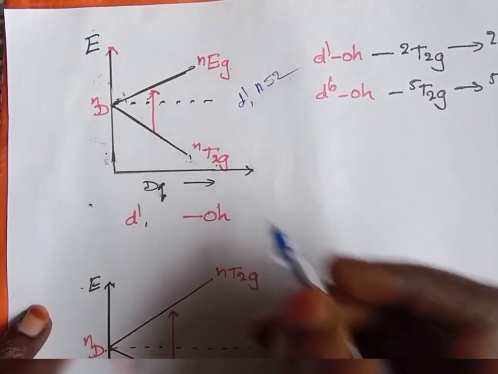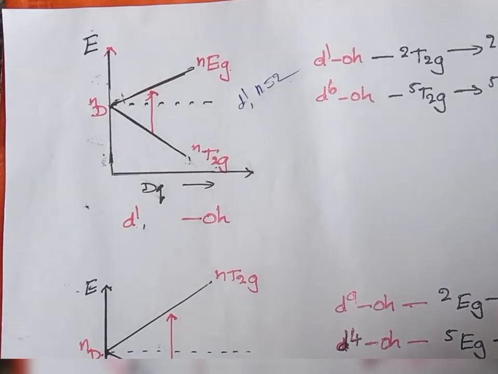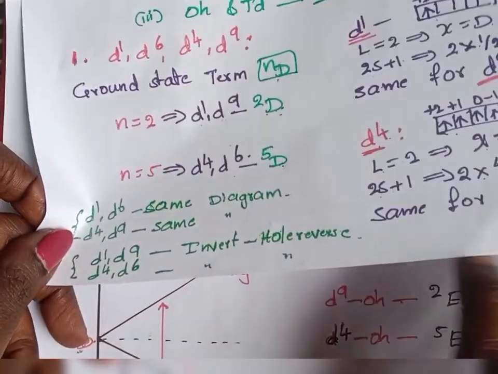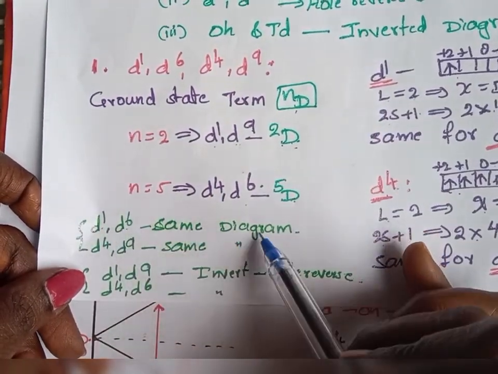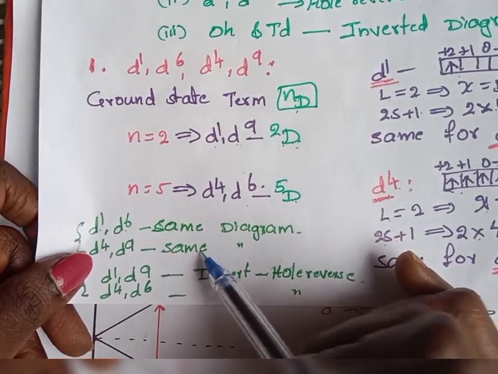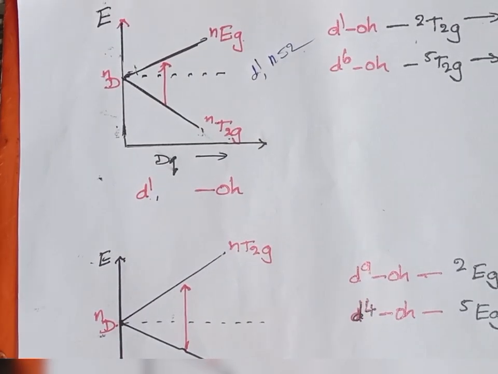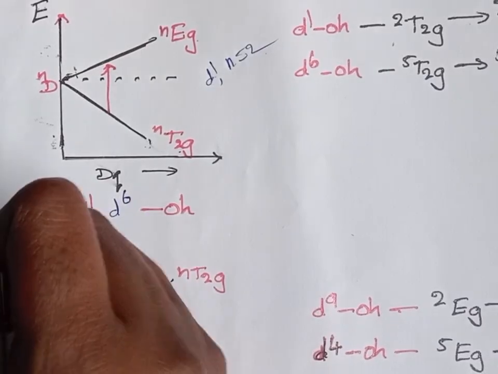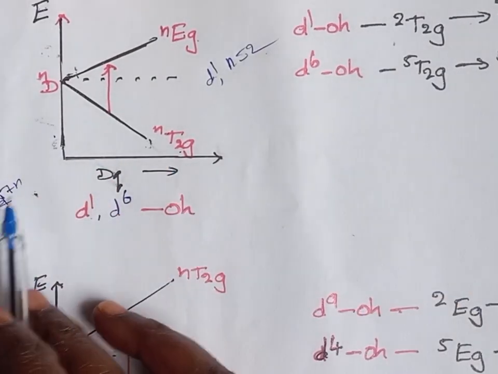As we have now discussed, dn and d5+n configurations will have the same diagrams. So here dn and d5+n, that is, d1 and d6, will have the same diagrams. d4 and d9 will have the same diagrams, right? d1 and d6 will have the same diagrams because dn and d5+n are called normal configurations.